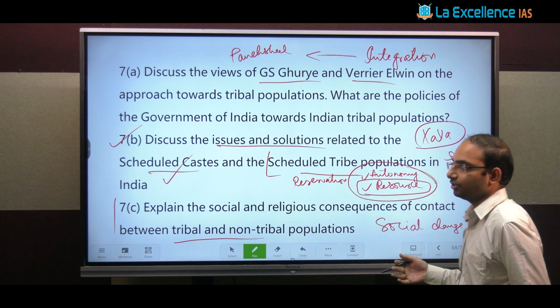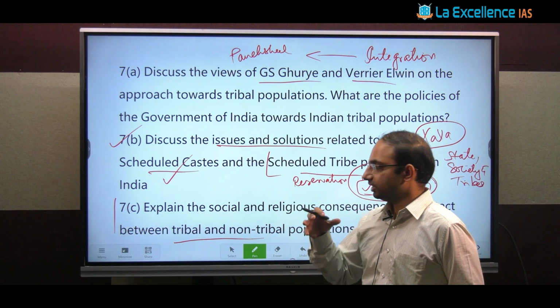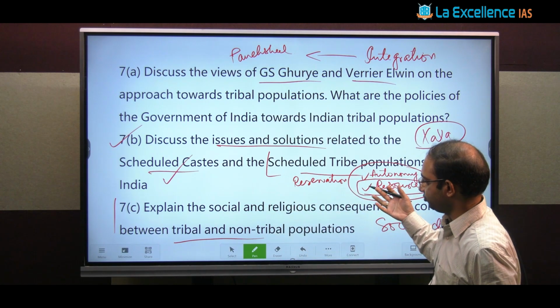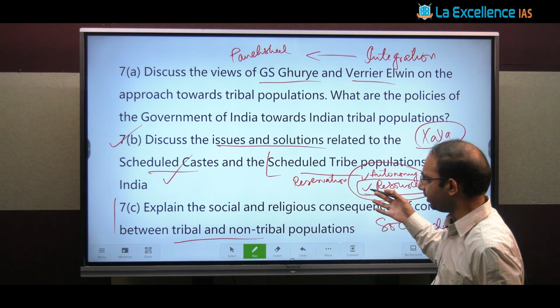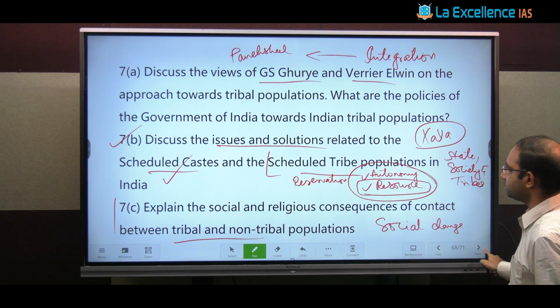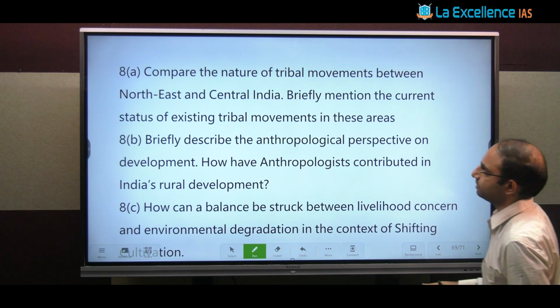Give examples of Mizos, northeastern tribes, give examples of some central Indian tribes. So how in central and northeast India, the difference in exploitation, the difference in treatment has been quite variant. So discuss all of that in this question. So this question is also easy and direct from the syllabus.